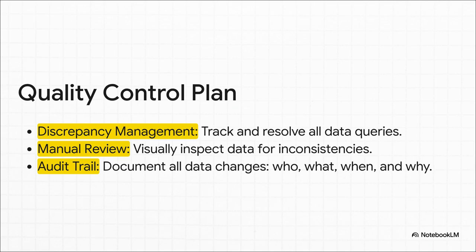Beyond just the coding, our quality control plan is all about accountability. So when we find a problem, and we always find problems, we have a formal process called discrepancy management to track and fix it. Then there's manual review, which is basically our human safety net for things a computer might miss. But maybe the most critical part of all is the audit trail. This thing is a digital footprint. It tracks every single change made to the data. Who made it, what they changed, when they did it, and why. It's non-negotiable.